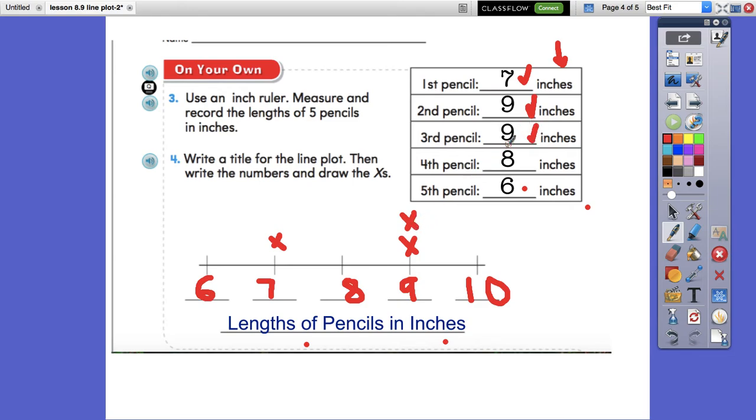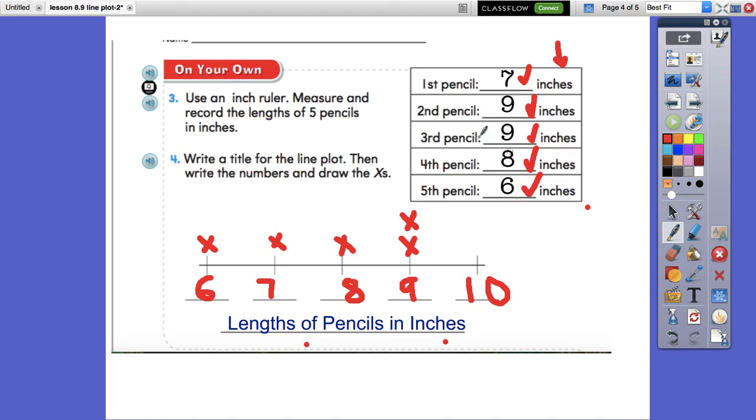My fourth pencil is 8 inches long. I come down to my number line. I'm looking for the 8, and I'm going to put an X above it. Go back, check that one off. And my last pencil is my shortest pencil. It's only 6 inches long. And so I'm going to come over here and I'm going to put an X on top of the 6 and go back and check it.